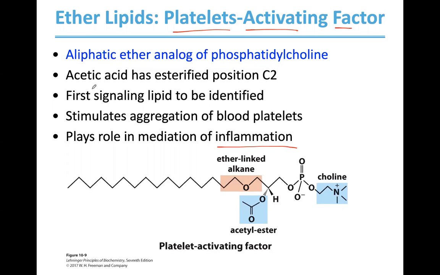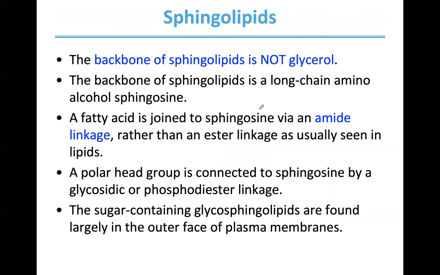So these ones you can see there is position 2, there is acetate, simple acetate, and here we have an ether linked alkane, and this portion is choline. And this one is the first signaling lipid to be identified.